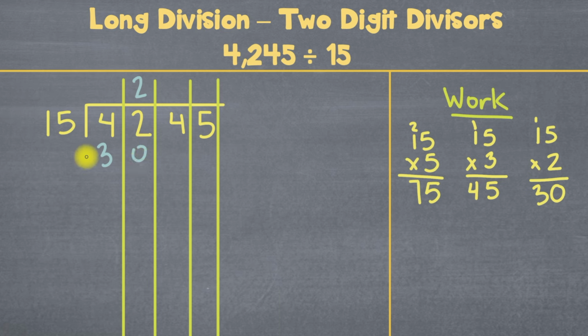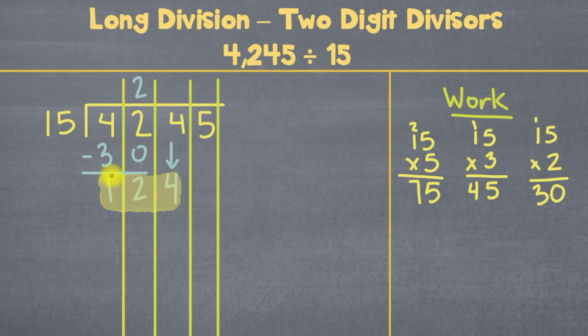And now we'll subtract. And when we do that, we've got 2 minus 0 is 2. And 4 minus 3 is 1. And then the last thing we have to do is bring down our next digit to the right. So now, what we're going to divide isn't 12, but the number 124.